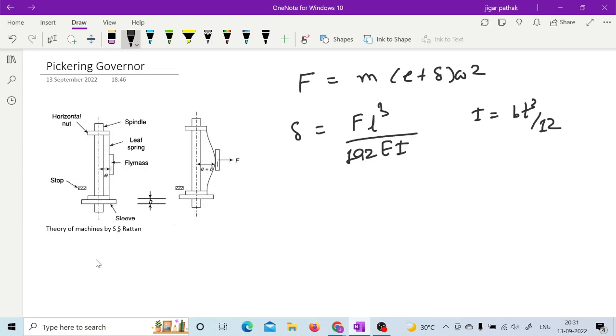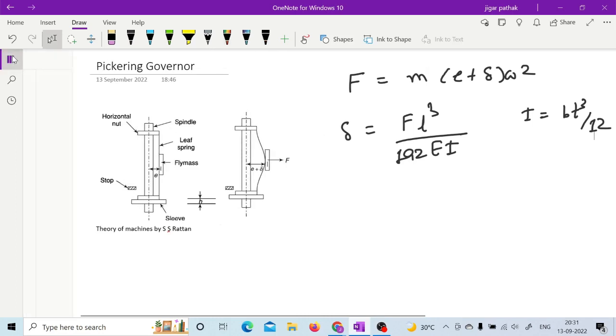Sir, it's 48 EI, I think. You may be having a different case, whatever we are considering. In that case, actually this deflection is WL cube upon, or FL cube upon 192 EI, and this kind of governor is generally used in gramophones and all, right? Pickering governor.